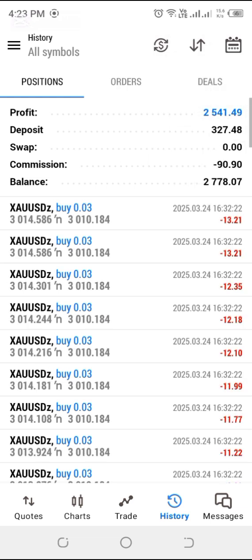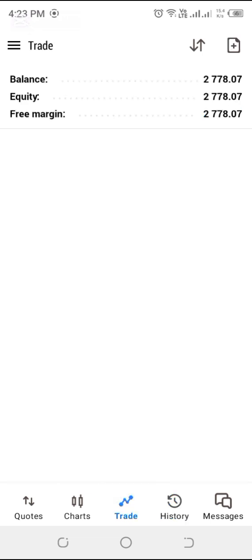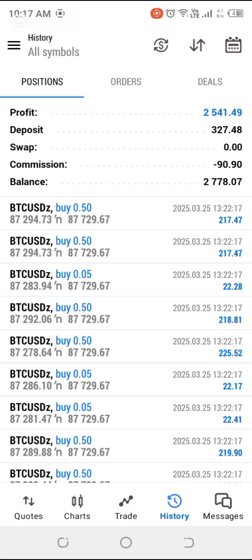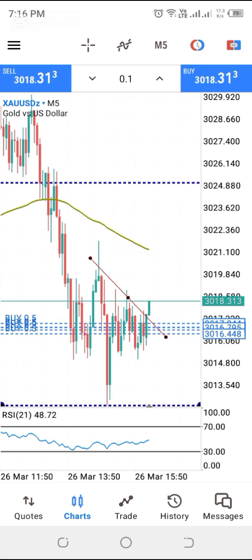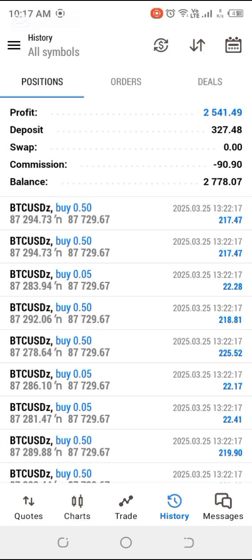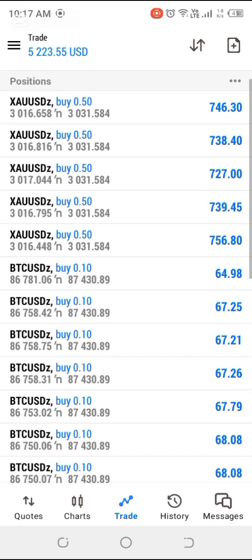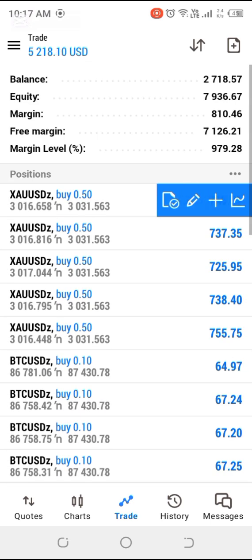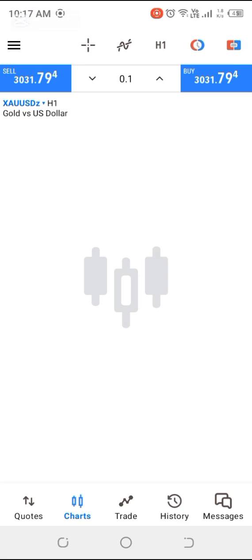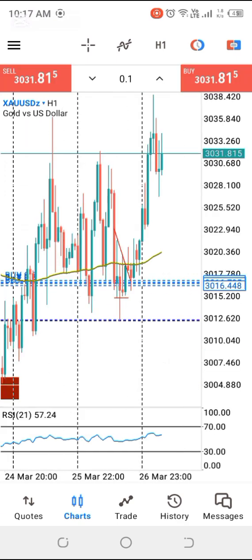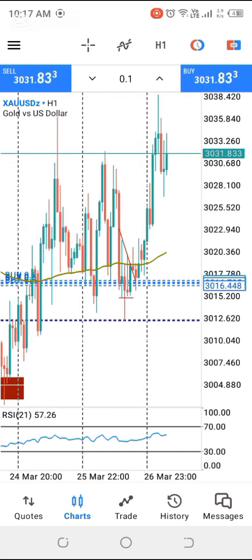So I took another trade, so that is the deposit and the profit that I made. So I took another trade on gold. This is the trade. There were two, gold trade and BTC trades. So all of them were buy. So this is the gold trade.